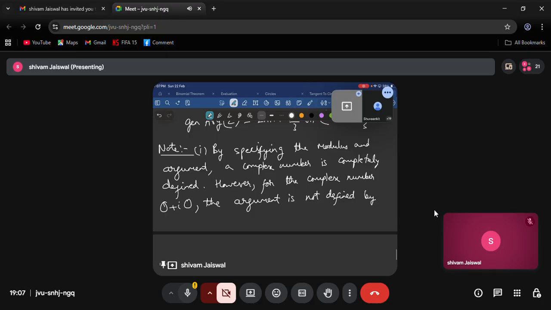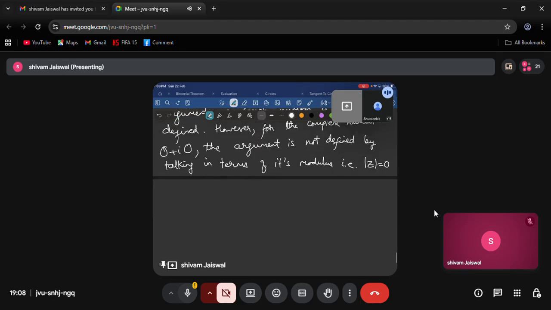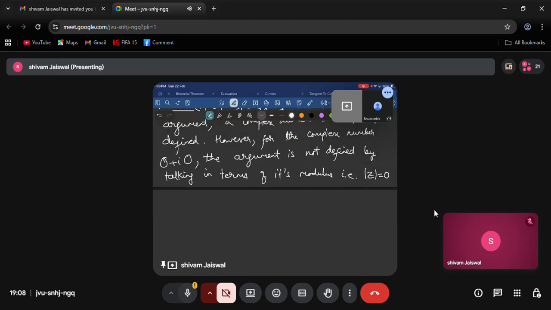It is defined by taking it in terms of its modulus. That is, if I say mod z is equal to 0, what will you think of? Mod z is equal to 0 means there exists only one complex number, that is 0. Modulus is equal to 0. Next.